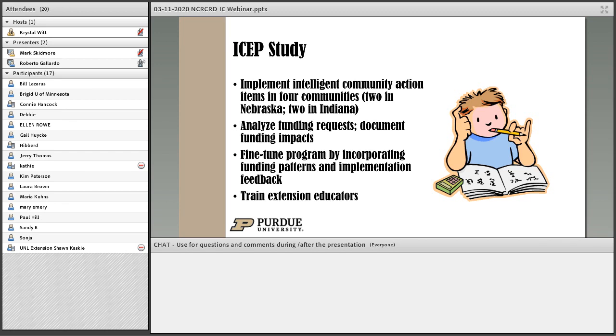And based on that, we learned, okay, so these are kind of the things in these rural contexts that they're more likely to request. So how can we incorporate that into the training? That's really what we did. We fine-tuned the program and we incorporated these funding patterns and implemented the feedback, and then I turned around and trained 10 extension educators, 6 in Nebraska, 4 in Indiana, and 2 external stakeholders in Nebraska, and I'm going to cover that shortly. But that's the crux of the study.